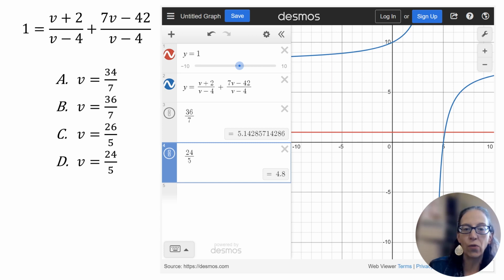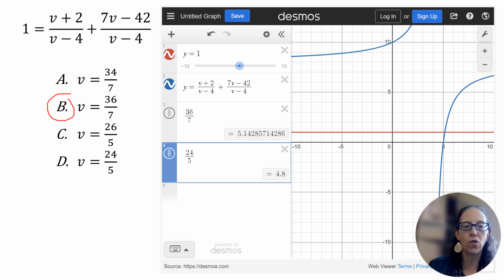I'm going to kind of hold that one there and not delete it. And let's take a look at the other ones. We have 26 over 5. That is 5.2. That's definitely too high. And then I have 24 over 5. And that is 4.8. So that's how you would match it up. And so our answer choice for this one that matches is answer choice B, the 36 over 7.